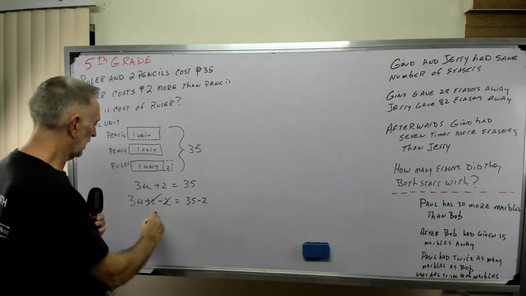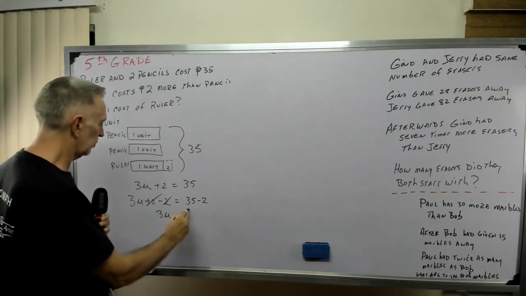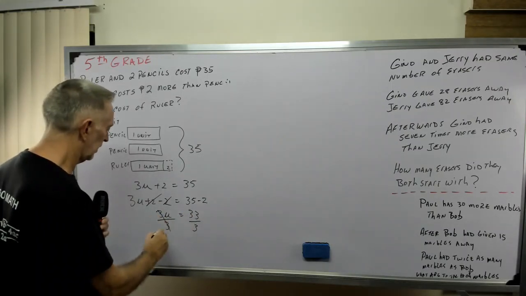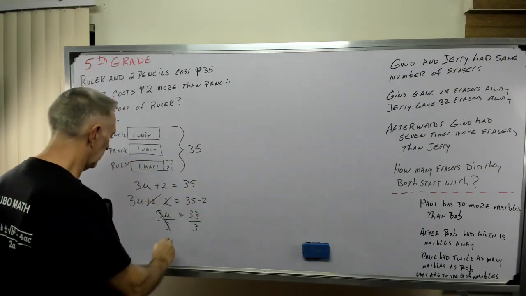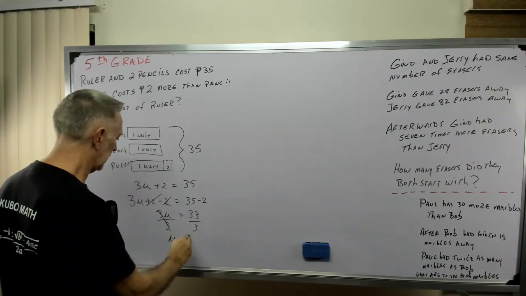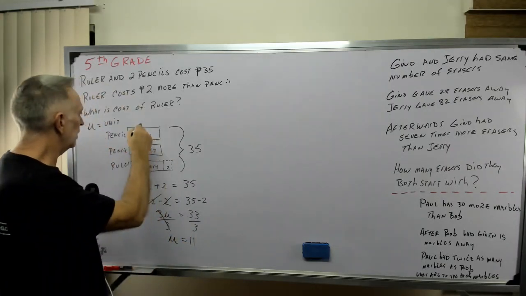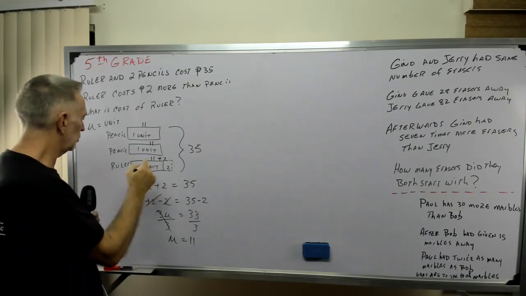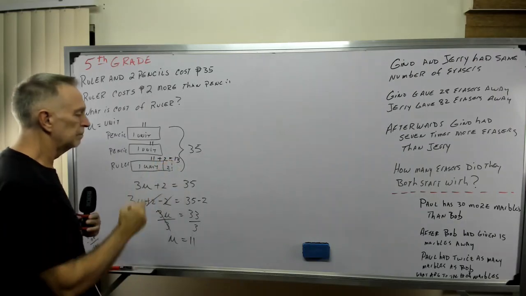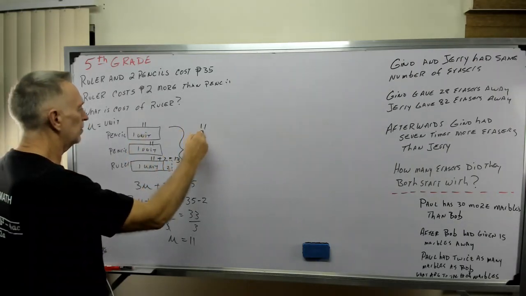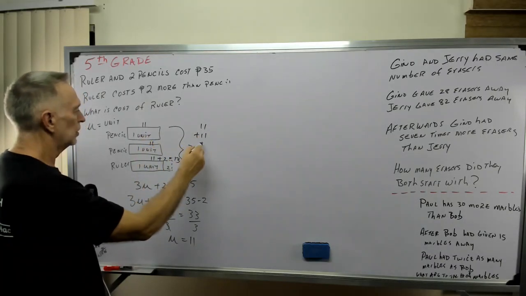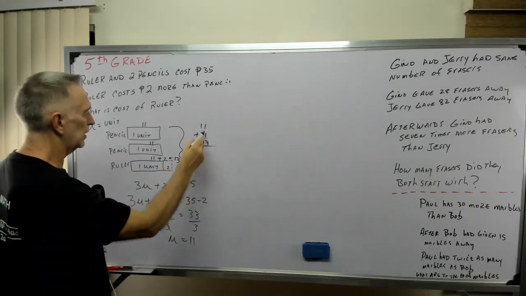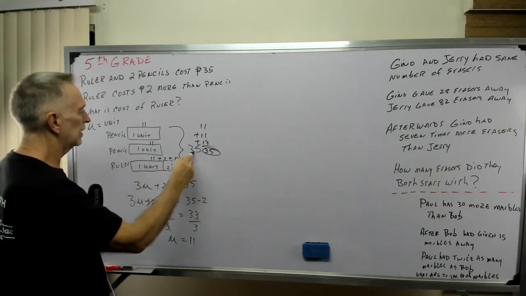If I subtract 2 from this side, I have to subtract 2 from the other side. So these 2's cancel. I have 3 units equals 33. If I divide both sides by 3, 3 divided by 3 is 1. 1 times unit gives me a unit, and that equals 11. So 1 unit equals 11. This one equals 11 plus 2, so a ruler equals 13. And if you add 11 plus 11, the 2 pencils, plus the cost of the ruler, which was 11 plus 2, or 13, that gives me 35. And that's what I needed.